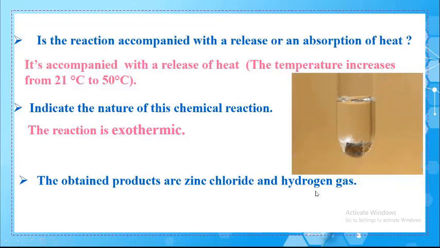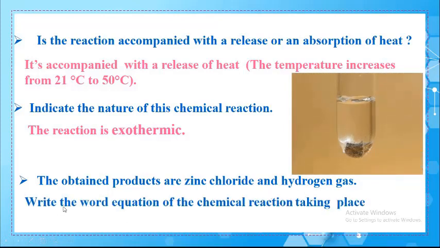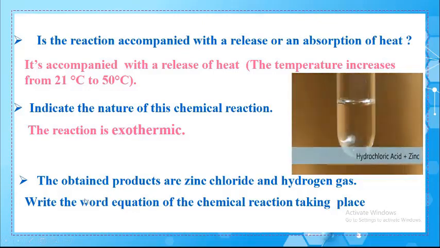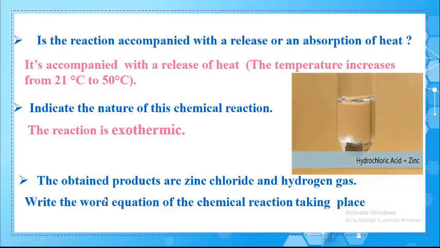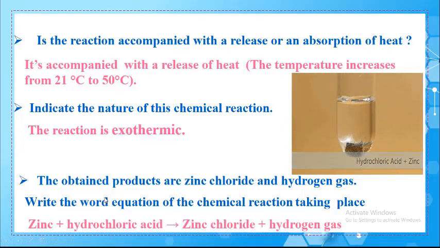Let's try to write the word equation of the chemical reaction taking place. And don't forget, plus between reactants, arrow, plus between the names of the products. Pause the video and try by yourself. Yes? Good! It's zinc plus hydrochloric acid, arrow, zinc chloride plus hydrogen gas.